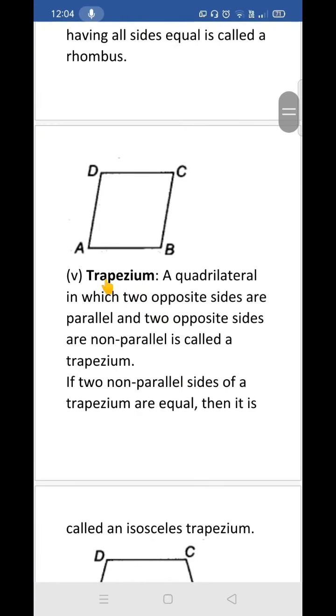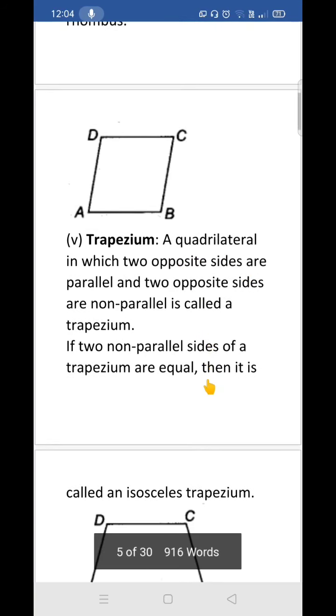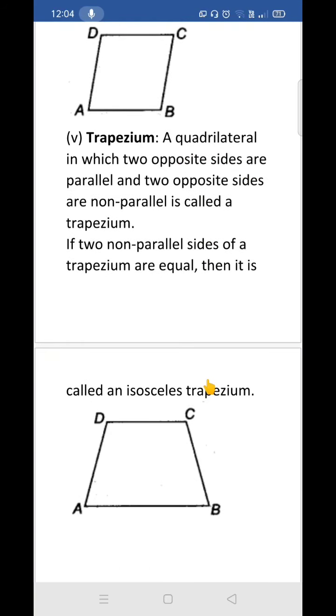The next one is the trapezium. A trapezium is a quadrilateral in which two opposite sides are parallel and two opposite sides are non-parallel. Here you can see in this figure ABCD, AB and CD are parallel. Two opposite sides are parallel to one another and the other two opposite sides are not parallel. This is a trapezium.